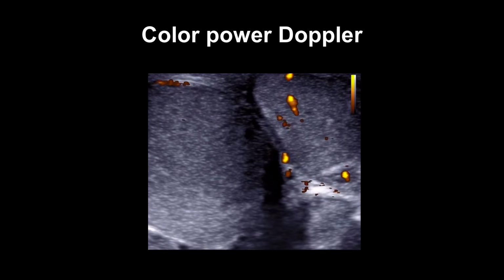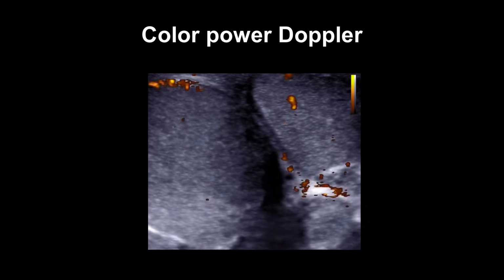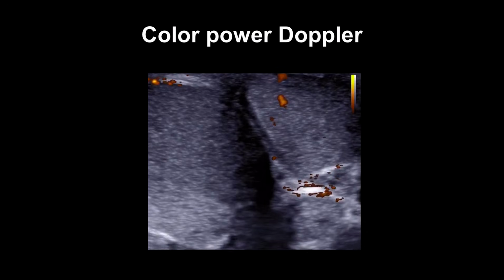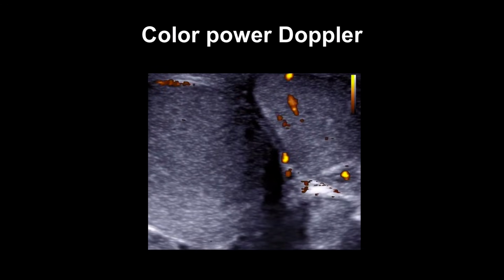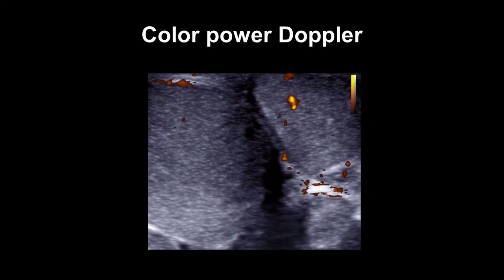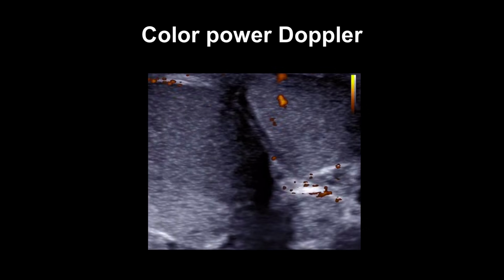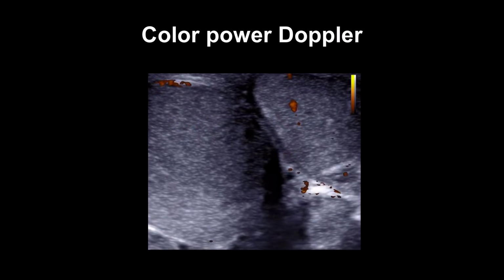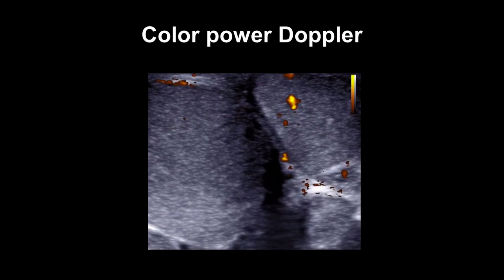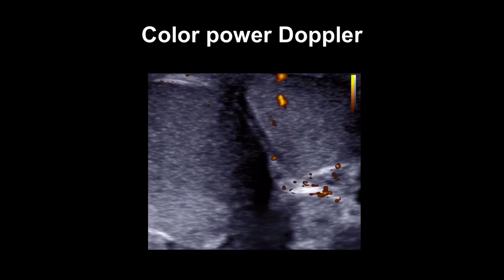The sensitivity of Doppler to detect flow increases if you change your setting from color Doppler to color power Doppler. The difference between these two settings is that color power Doppler will no longer show any information about the directionality of flow, but it is more sensitive to be able to detect any flow at all.